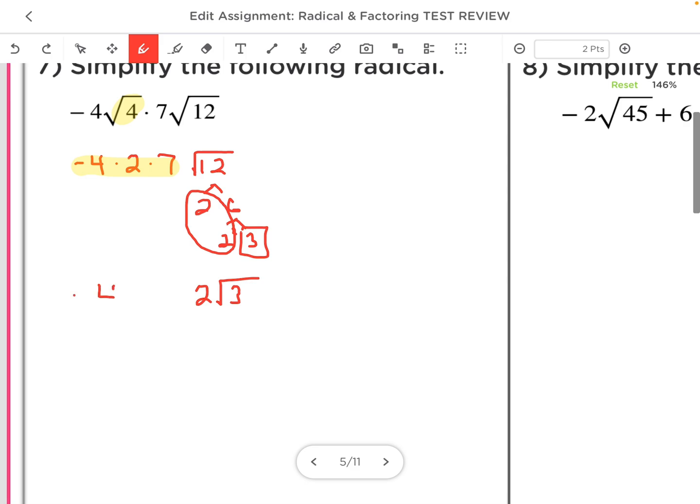And I have negative 4 on the outside. I'm bringing these things down now. So I have negative 4 times 2 times 7 times 2. And so I need to multiply all the stuff on the outside. So negative 4 times 2 is negative 8. Times 7 is negative 56. Times 2 is negative 112. And the square root of 3 left over.